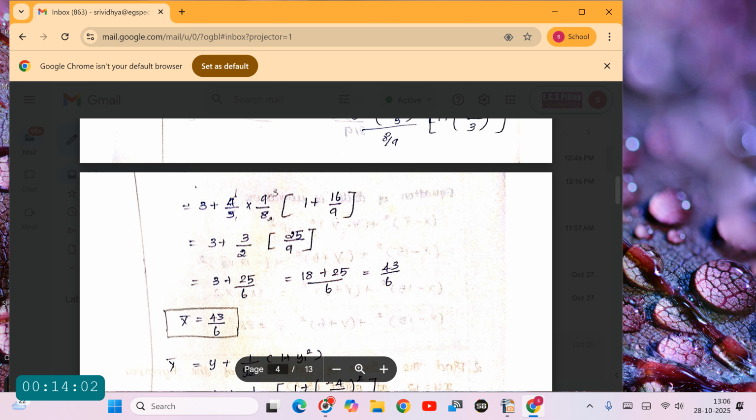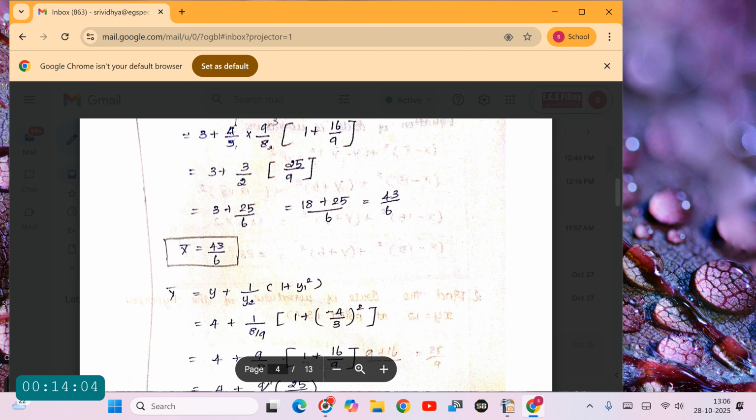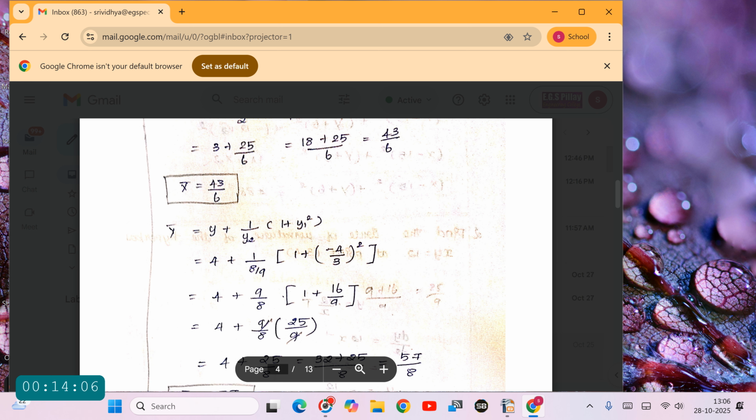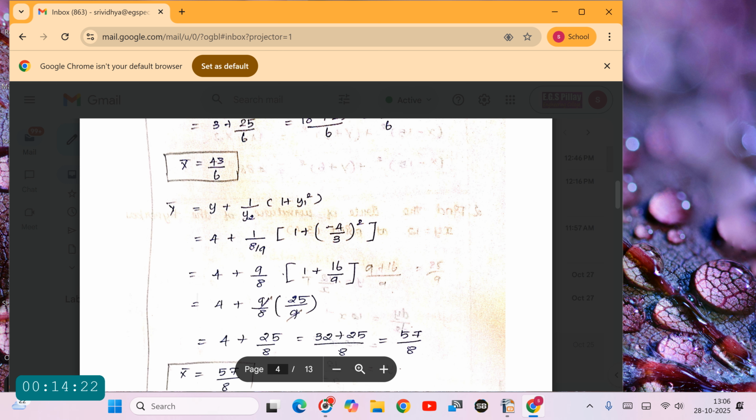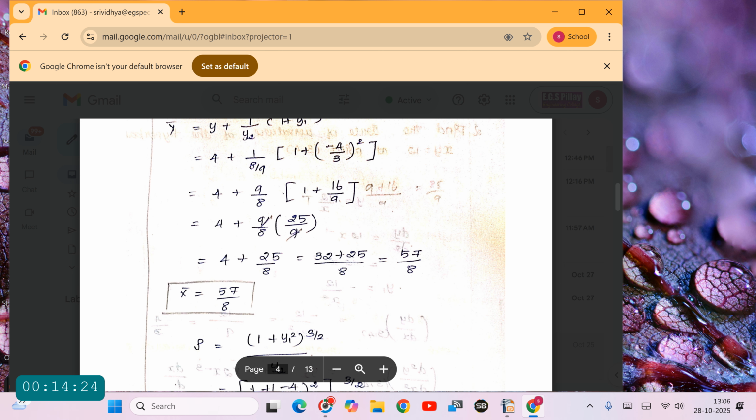Similarly, we need to find the value of y bar for the purpose of circle of curvature. Y bar is equal to y plus 1 by y2 into 1 plus y1 square. We know the value of y2 is 8 by 9, and the y value is given in the problem itself, 4. So 4 plus 1 by 8 by 9 into 1 plus y1 value, minus 4 by 3, the whole square. After a very basic simplification, we are getting y bar value as 57 by 8.